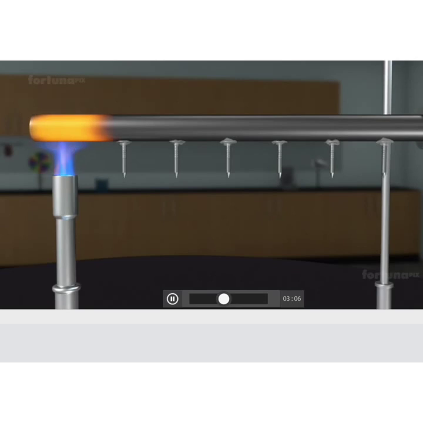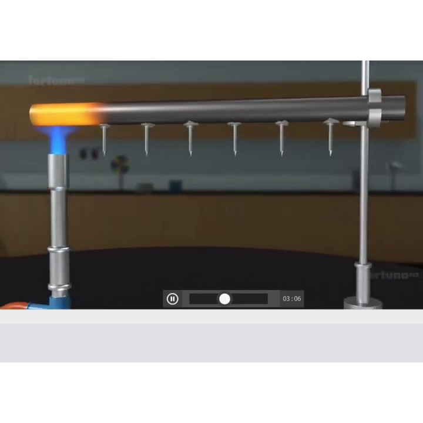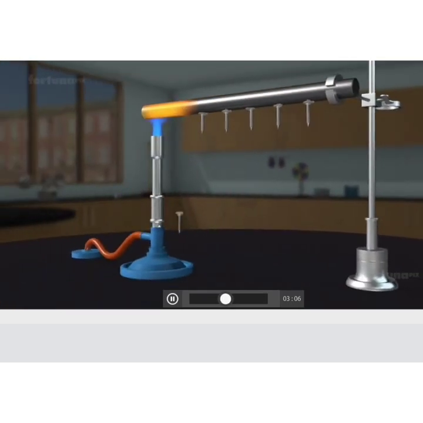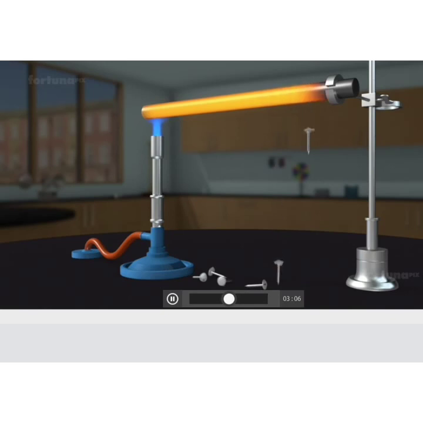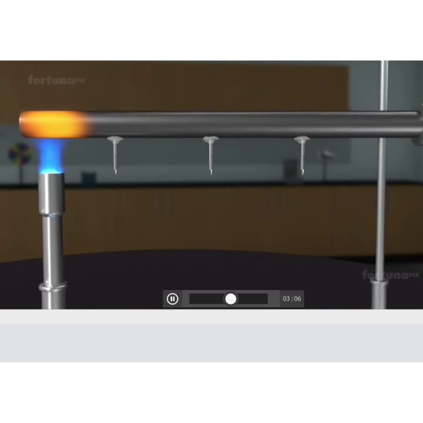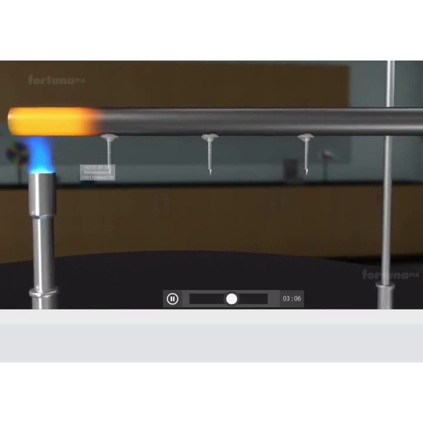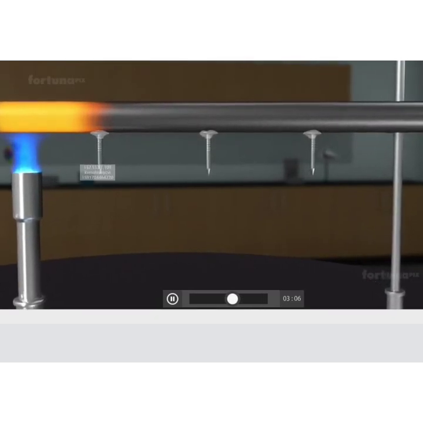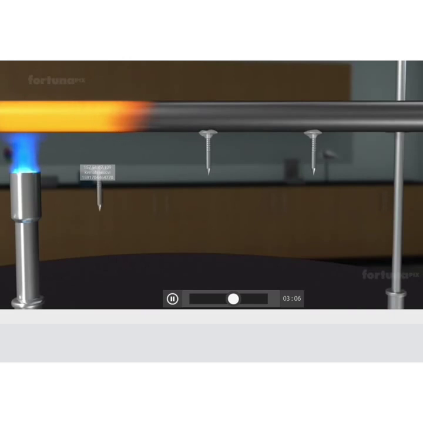Very shortly, you should be able to see the nails falling off one by one, beginning at the end nearest the flame. This helps us to see that the iron rod is capable of conducting heat. As the heat generated by the flame is moving through the rod, it's causing the wax to soften again. Consequently, the nails will fall off.